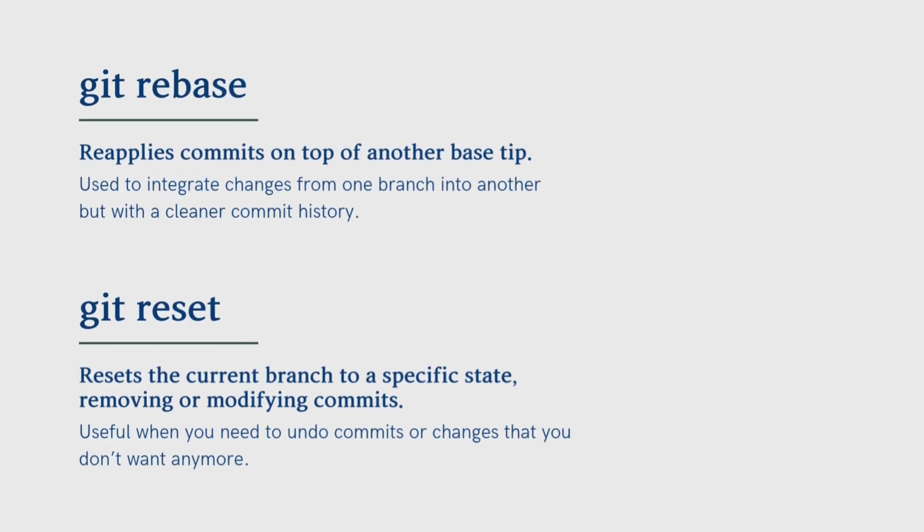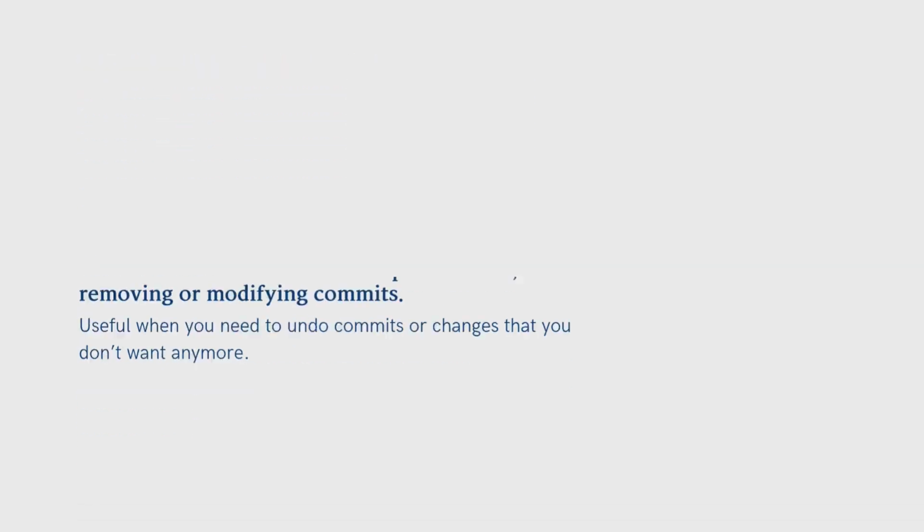Git rebase. This command basically reapplies commits on top of another base tip, and is used to integrate changes from one branch into another but with a cleaner commit history. Git reset. This command basically resets the current branch to a specific state, removing or modifying commits, and is useful when you need to undo commits or changes that you don't want anymore.